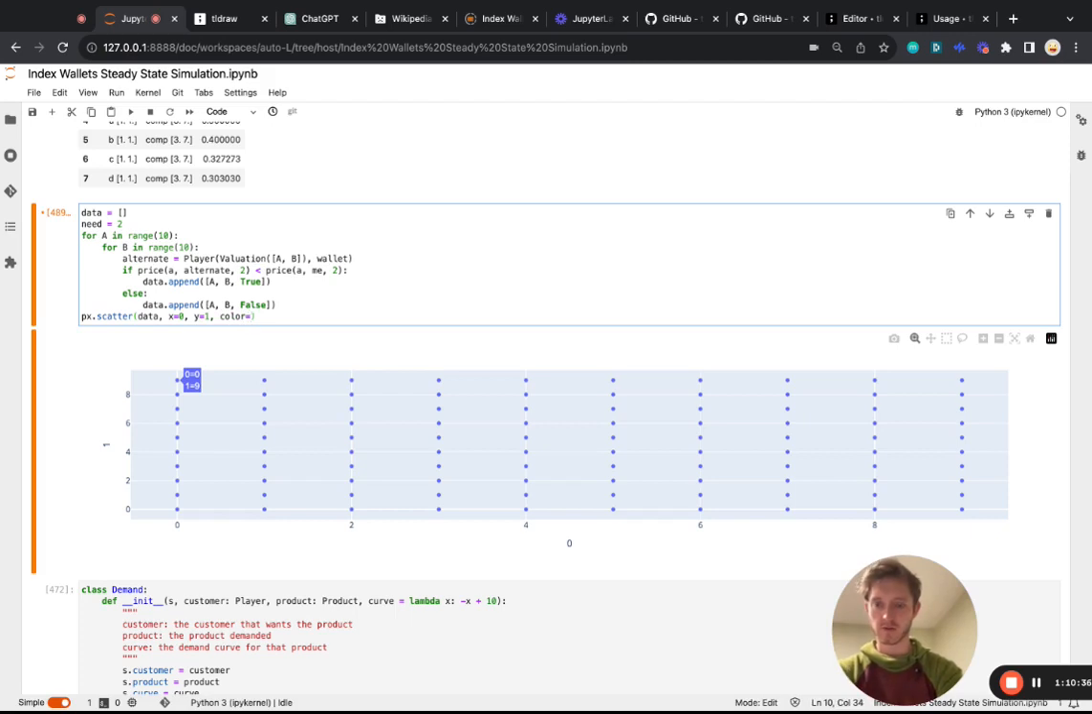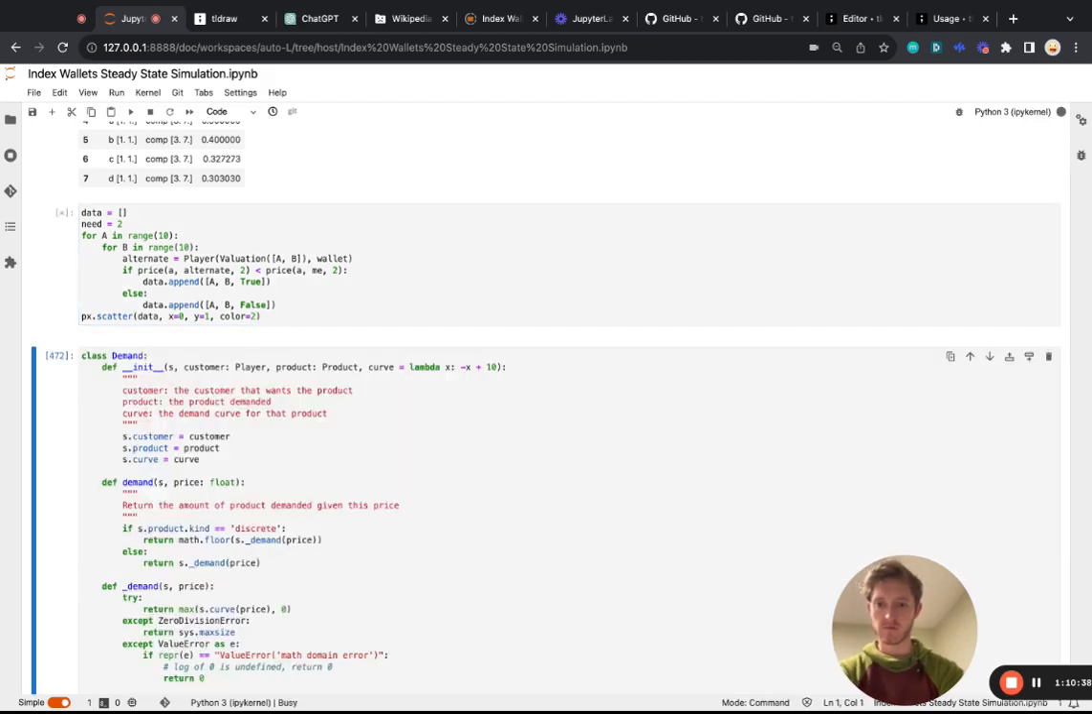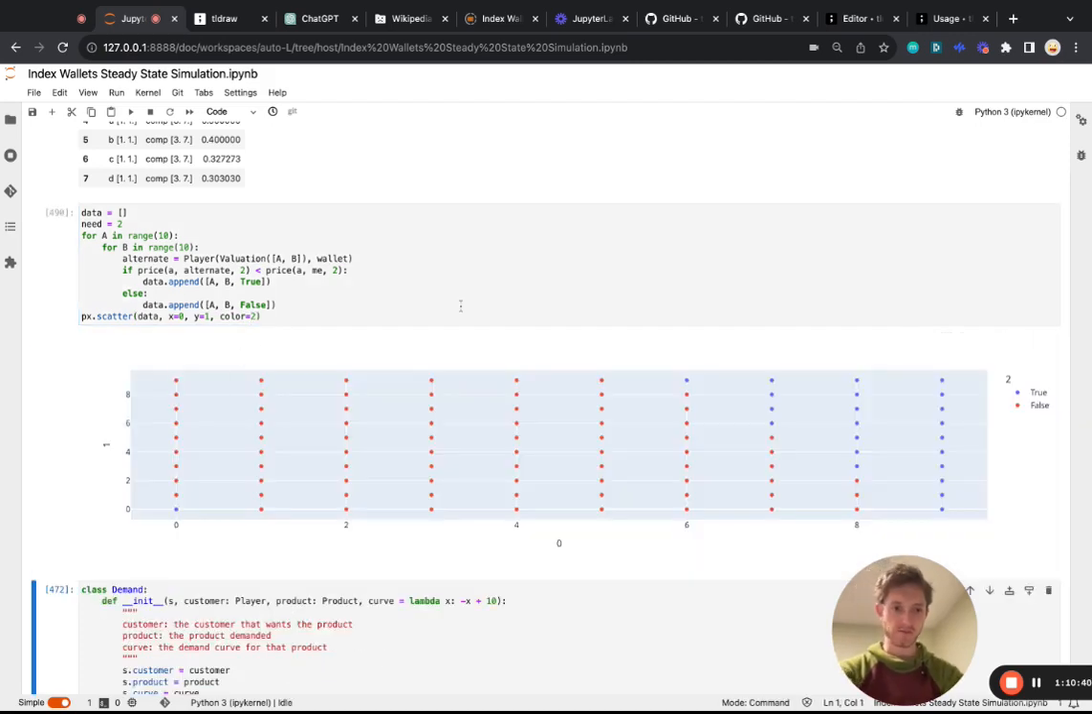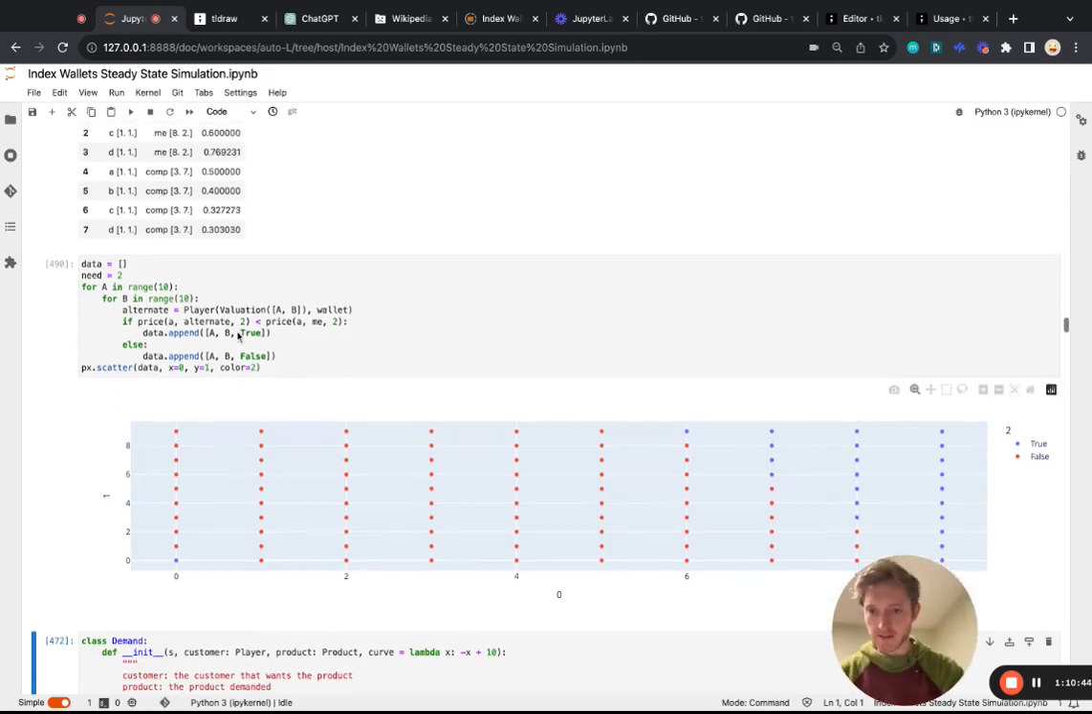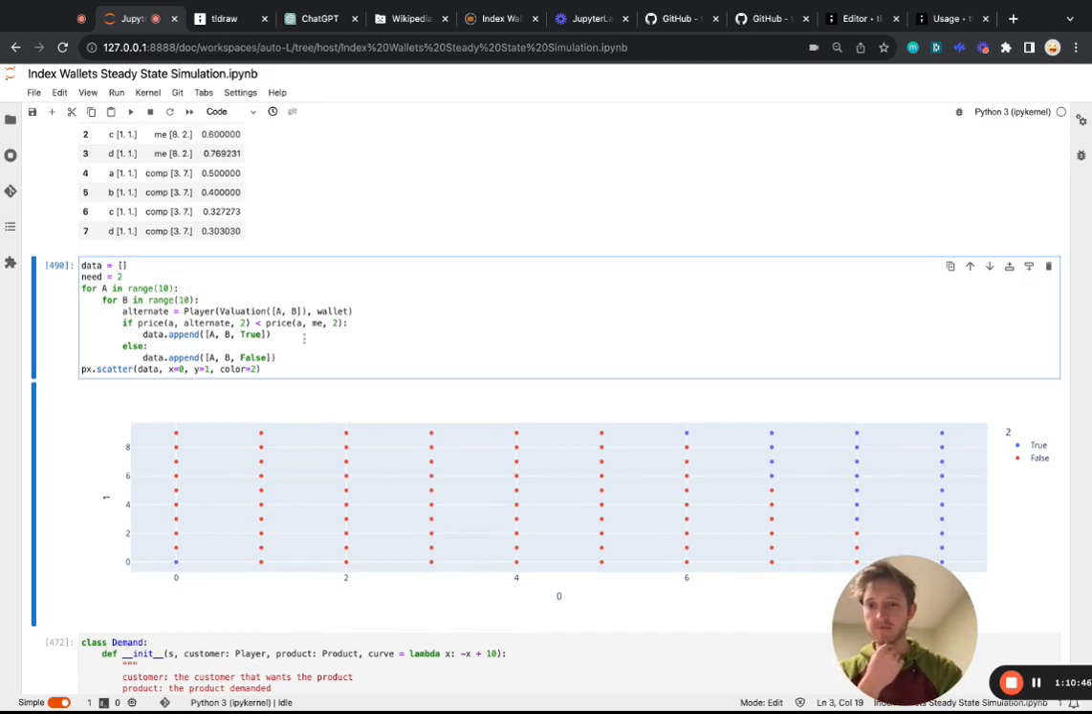Color should be equal to 2. Okay, nice, we did it. Now let's try and up the... Oh, look at that. So it's pretty interesting.